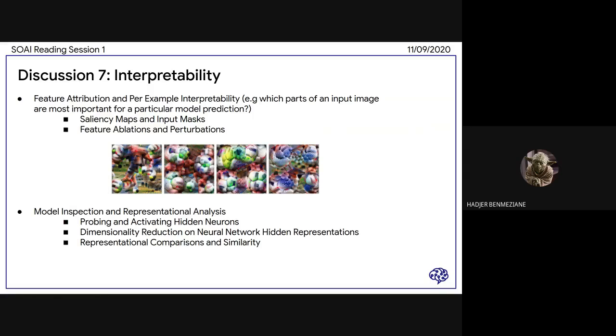Another idea is feature ablation. With feature ablation, we drop certain parts of the image or certain features, and we see the impact on the model. This way we can detect which features are more important.